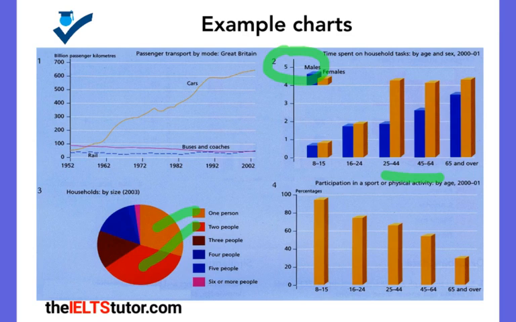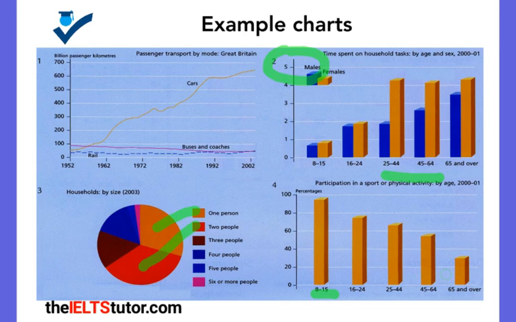What about their attitude to leisure? Let's take a look at leisure, which is the last chart, chart number 4. We can see that younger people, between 8 to 15, spend much more time on physical activities than older people. I can definitely relate to that. So the older you get, the less physical activity you tend to do. So that's the trend, and this is what you should be mentioning in your overview.